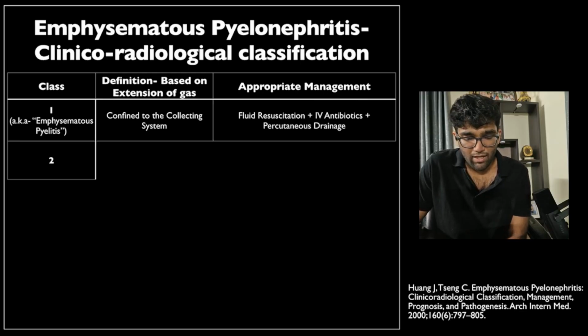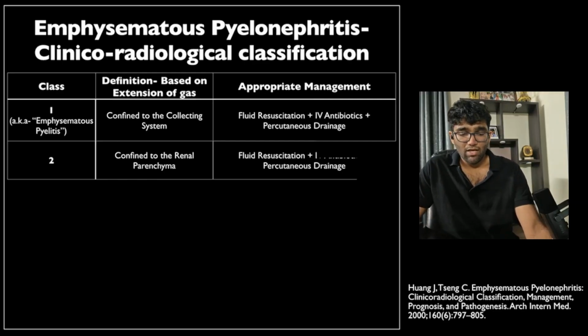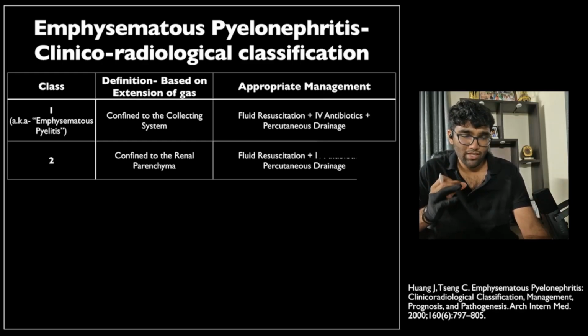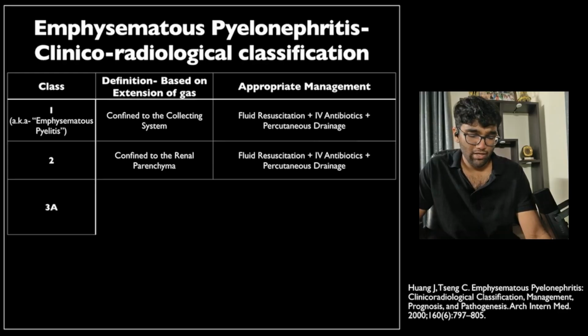Second is class 2, when it is gas confined to the renal parenchyma. This is where real emphysematous pyelonephritis starts. The fact that the capsule of the kidney has not been breached is a very important thing. If it has not been breached, we can do percutaneous drainage and IV antibiotics.